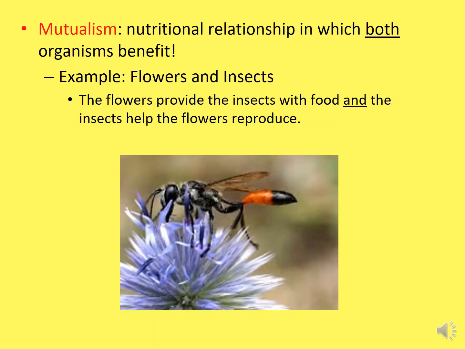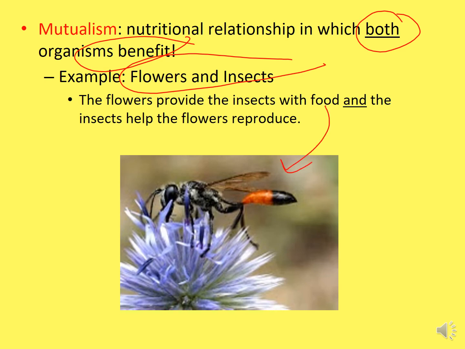Now, mutualism. If everybody's mutual, that means we're on the same level, right? Or the same agreement. So this is where both benefit. So flowers and insects. Well, the insect is there to get food, right? So they're like, okay, let me get my food from this flower. But the flower is like, hey, guess what?